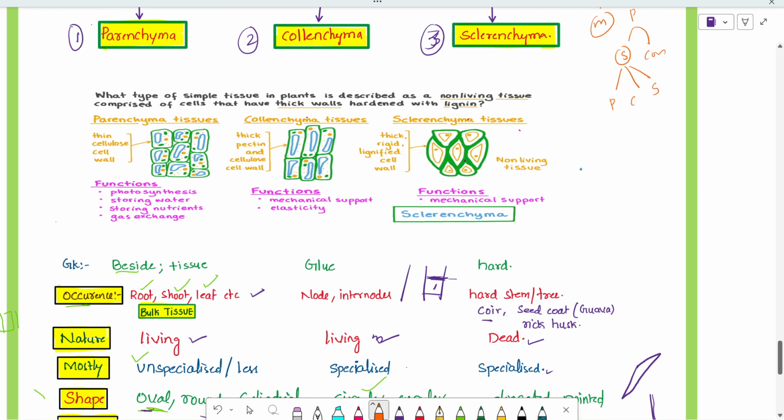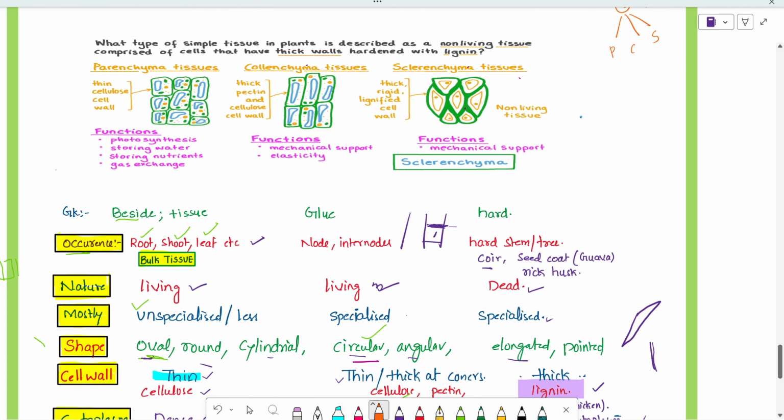Parenchyma is also called a bulk tissue, whereas collenchyma is also called a living mechanical tissue. Sclerenchyma is also called a dead mechanical tissue. This we are having. Next one, nature. All the cells are living in the parenchyma and collenchyma, but in the sclerenchyma it is dead in nature.